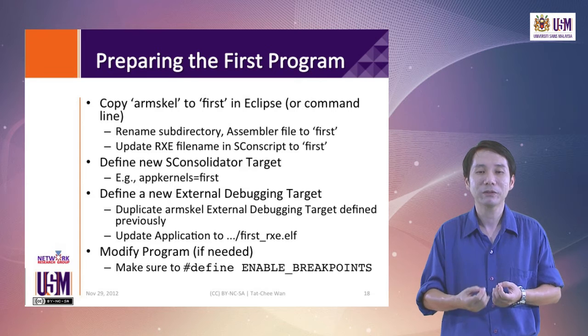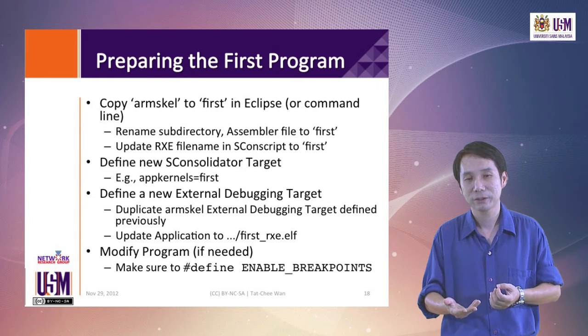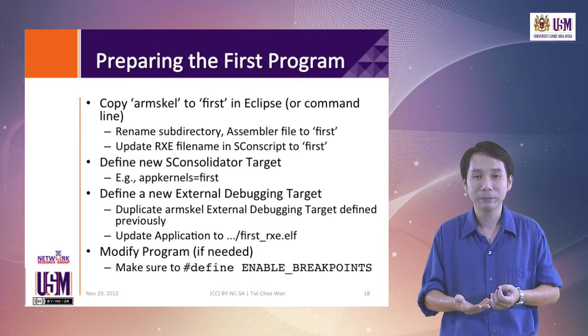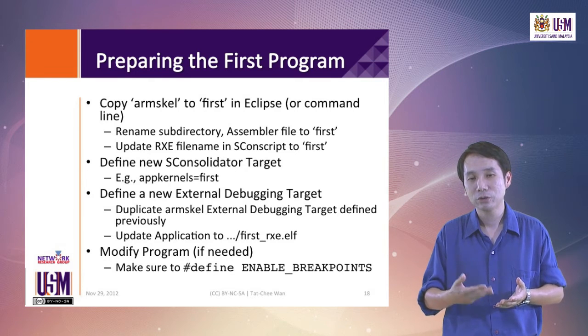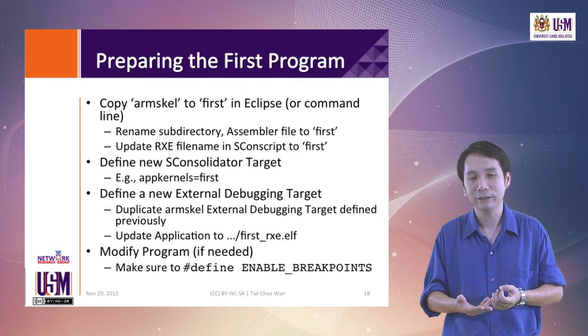The next step is to define a new SConsolidator target in the Eclipse IDE so that we will build the first program using APPSKERNEL equals first. The next step is to define a new external debugging target for this program by duplicating the armskel external debugging target defined previously in lab 0 and updating the application to first_rom.elf, which is the target ELF file that we are interested in.